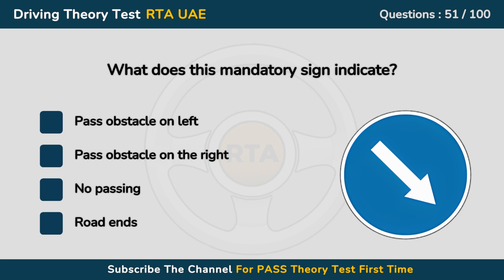Answer is B. Embankment or quayside ahead. This sign warns of an embankment or quayside alongside the road ahead, indicating a potential drop-off or unprotected edge, requiring caution.